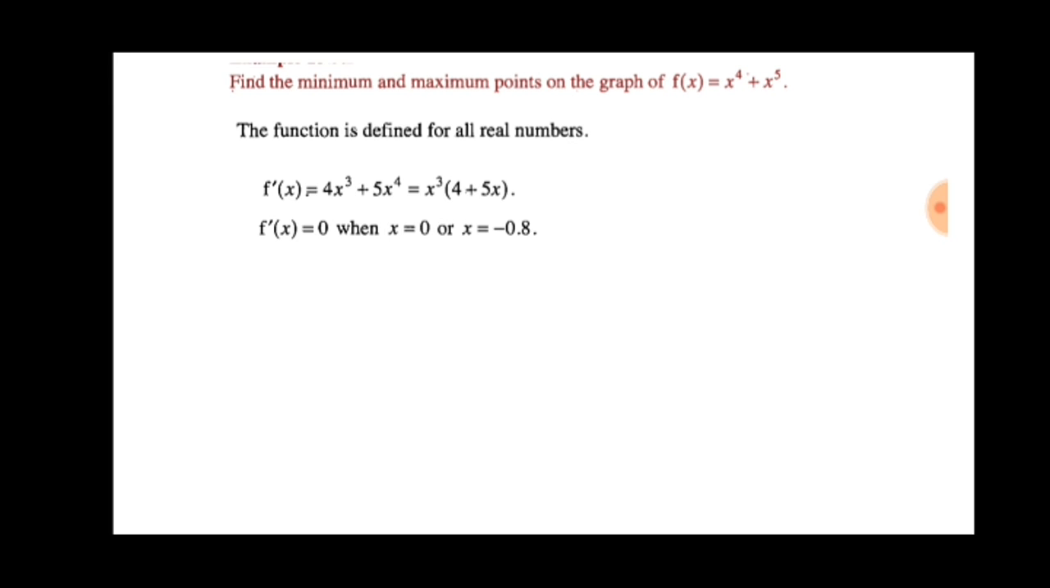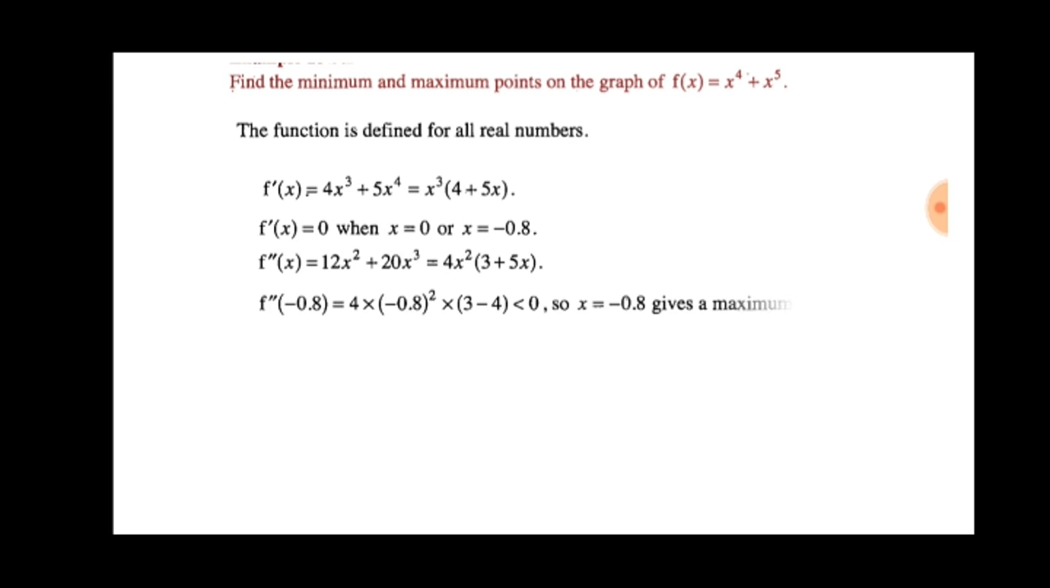Now we find the second derivative of the given function. F double dash of x equal to 4x squared times 3 plus 5x. For each value of x, we find the sign of f double dash of x. So f double dash of negative 0.8, we get a value which is less than 0. So at x equal to minus 0.8, the curve will have a maximum.